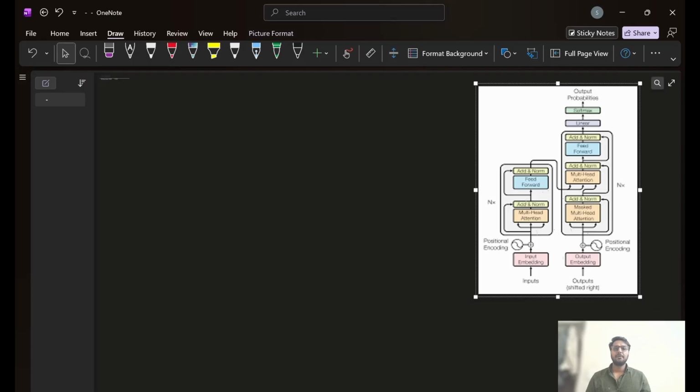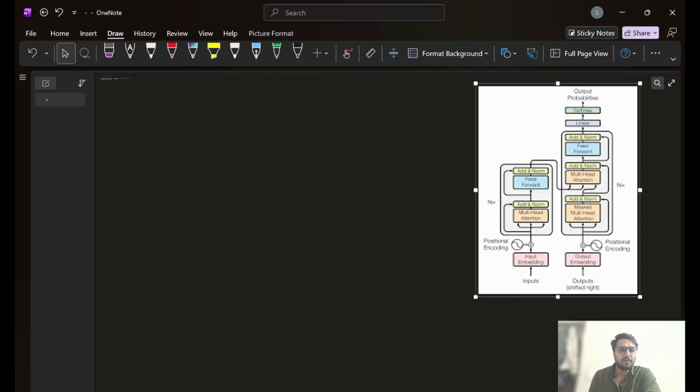In the last two videos, we talked about generative AI and large language models. If you have not seen those videos, then please do watch them so that you can understand this video. Today we are going to discuss the transformer architecture.